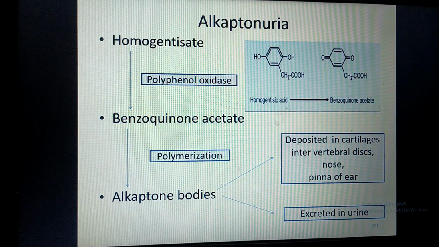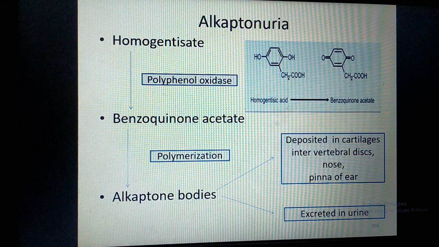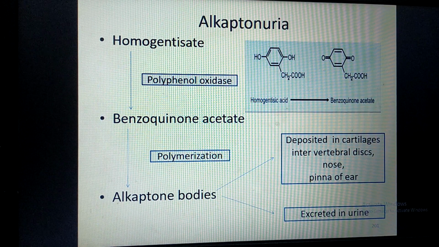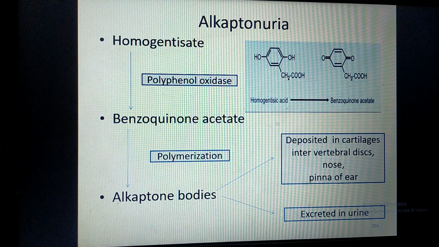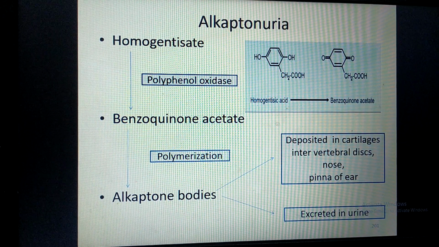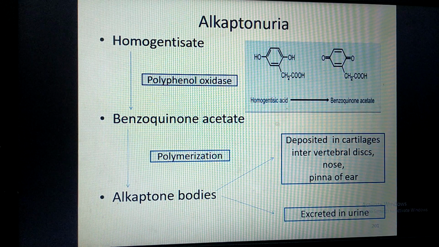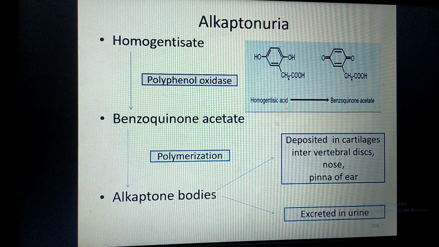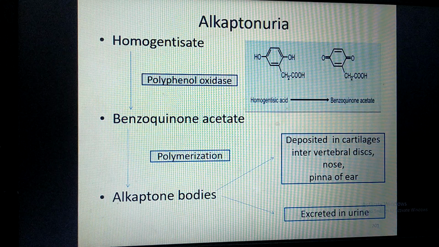These alkaptone bodies are colorless, but in the urine, when that urine is kept for a long period of time, these alkaptone bodies combine with the oxygen present in the atmosphere and turn black.